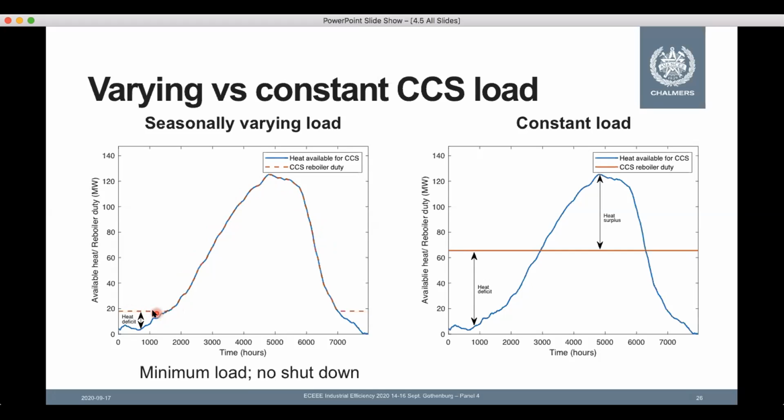And this minimum load is higher than what is available of process excess heat. That means you have to cover this pocket here with primary energy, which in our case was natural gas, which we assumed. In constant load, you operate at a lower load here. So you have a larger heat deficit in the winter, and you have a heat surplus in the summer.